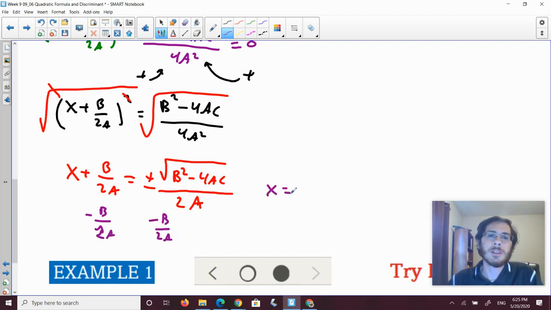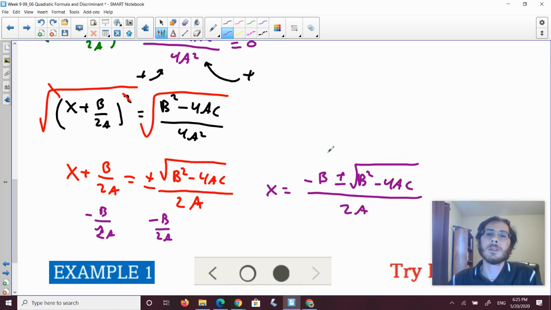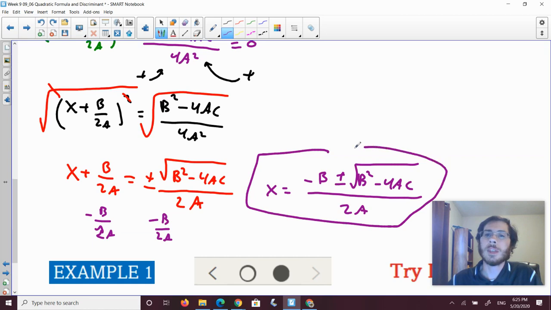Which gives us x equals negative b. Since these are the same denominator, we can just make one giant denominator. Plus or minus square root of b squared minus 4ac all over 2a. And so, yeah, we can derive it. We can get our quadratic formula right away. And it does come from the last section.